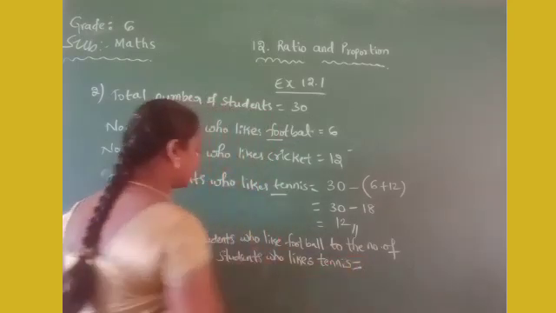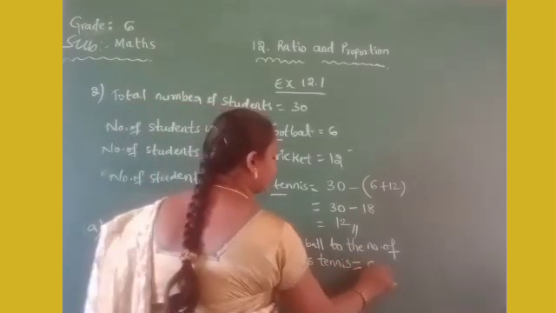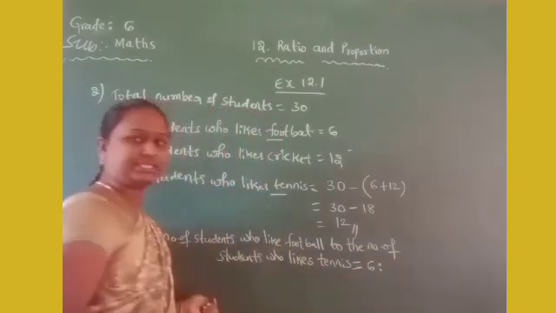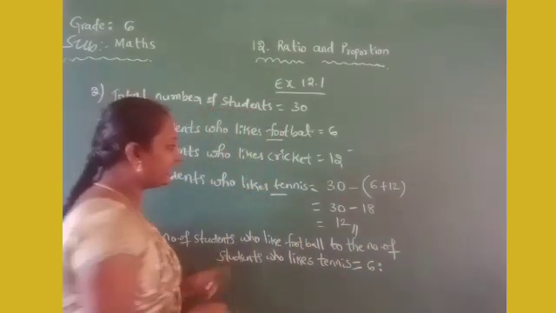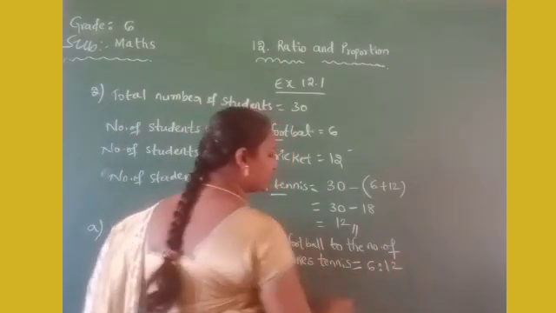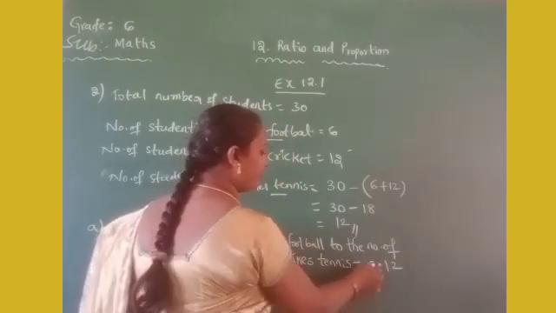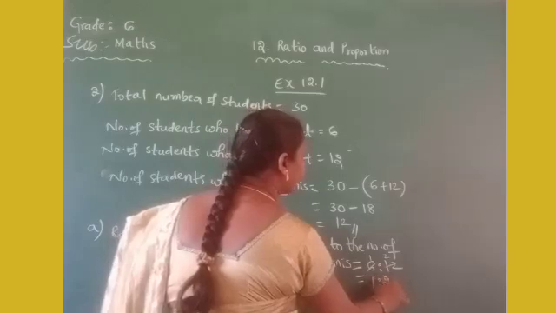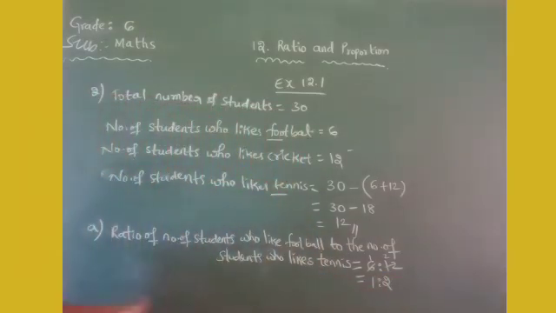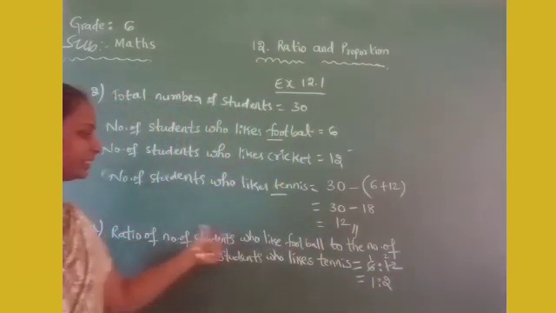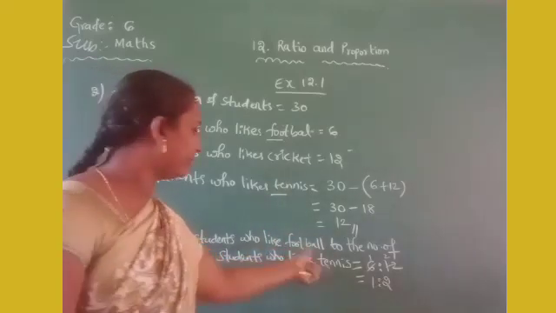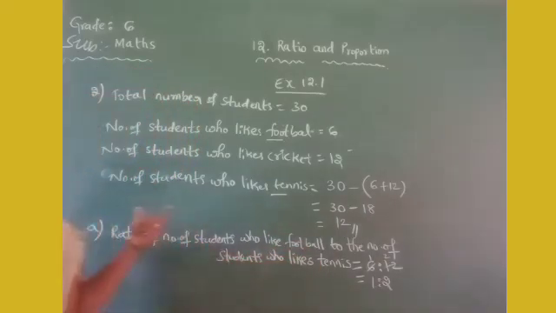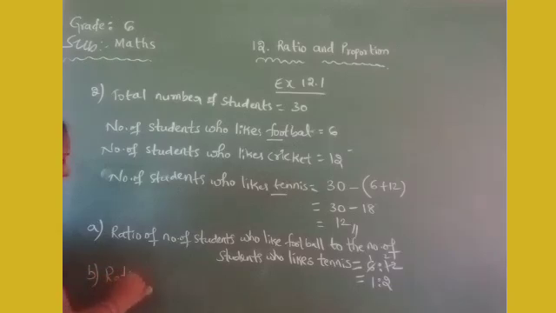So how many students like football? 6 is to 12, where the symbol is the ratio, and tennis is 12. What is the simplest form of the ratio? 6 ones are 6, 6 twos are 12. 1 is to 2. 1 is to 2 is the ratio of the number of students who like football to the number of students who like tennis. Similarly, next, what do you have to find?